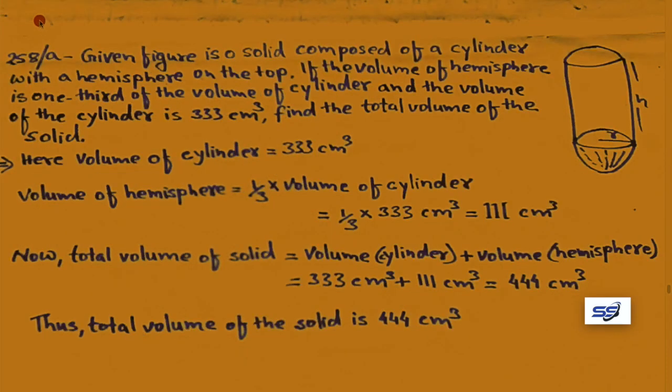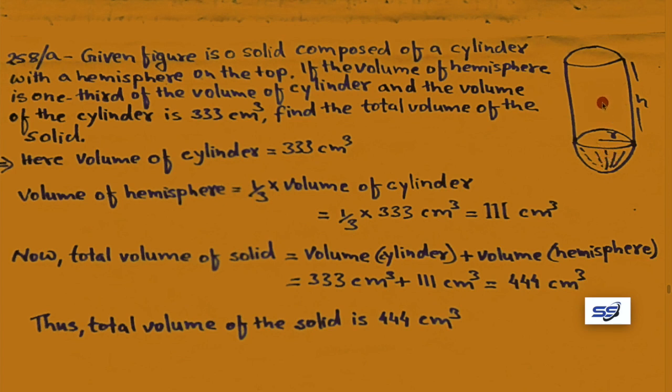Now see here, question number 258. The given figure is a solid composed of a cylinder with a hemisphere on the top. If the volume of the hemisphere is 1/3 of the volume of the cylinder and the volume of the cylinder is 333 cm³, find the total volume of the solid. Now this is our figure. Here the cylinder and hemisphere are joined. Now we'll find the total volume of this figure.